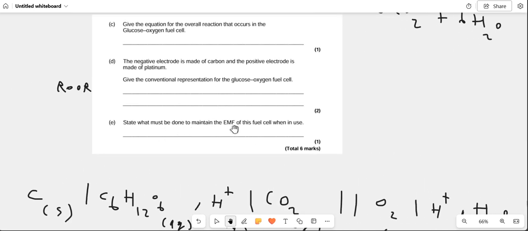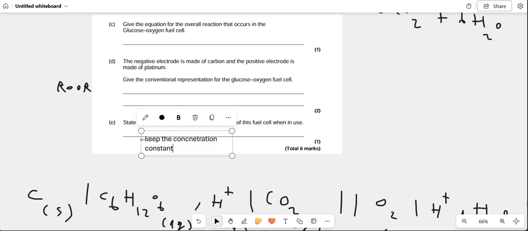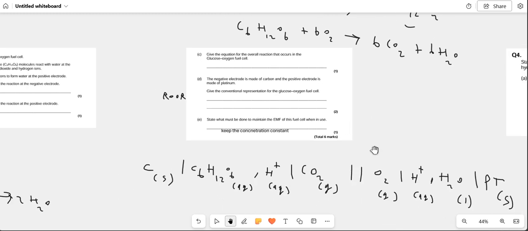State what must be done to maintain the EMF of this fuel cell when in use. So obviously when it's in use, you're going to need to keep the concentrations constant. You can do that by adding more mass here. If mass is being used up, concentration is going to decrease. You need to add more of the reactant to keep the concentration constant.